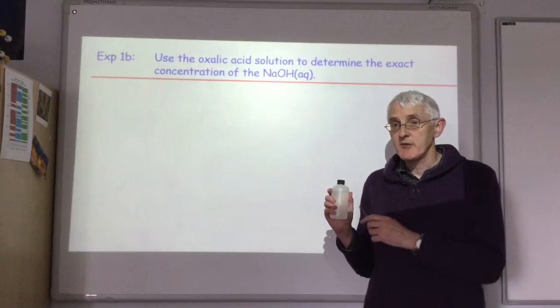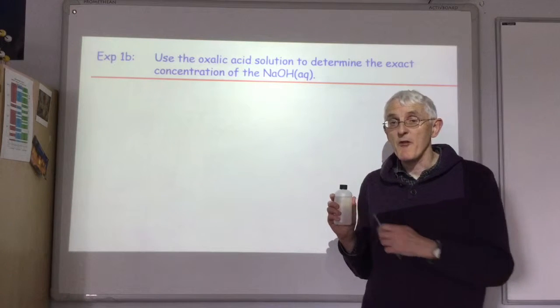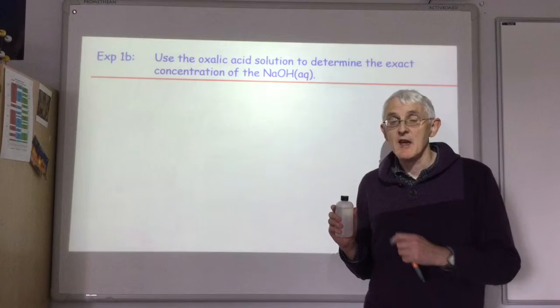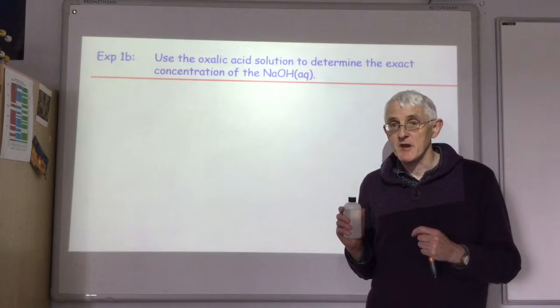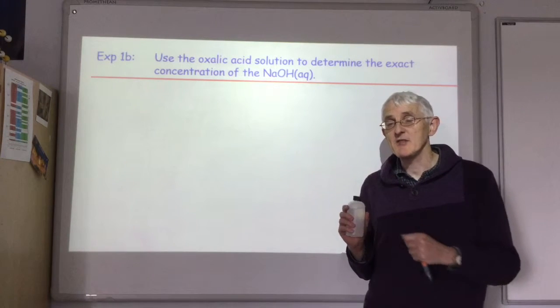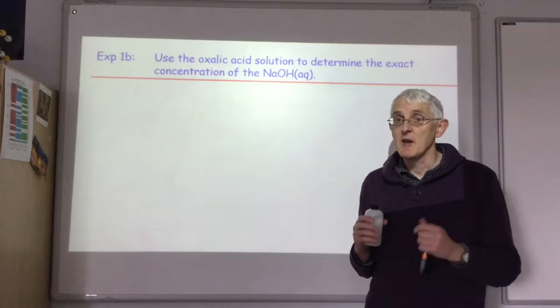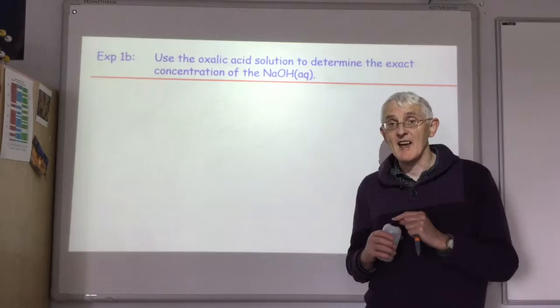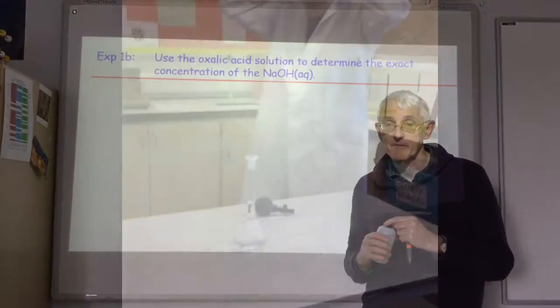Now you'll find in your tray a bottle of approximately 0.1 moles per litre sodium hydroxide. Now in the second part of the experiment, you're going to find out the exact concentration of your sodium hydroxide by carrying out a titration with your standard solution of oxalic acid that you've just made up.